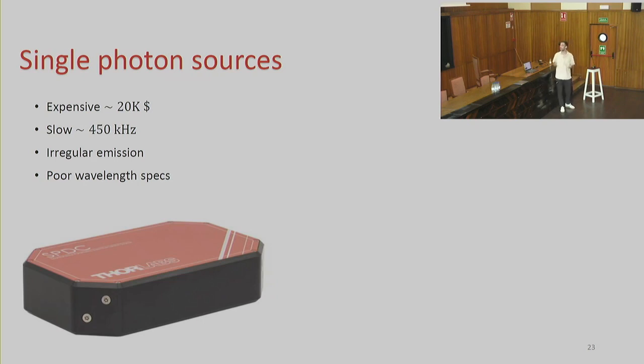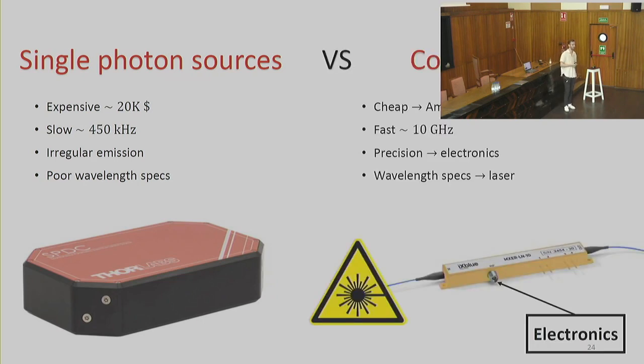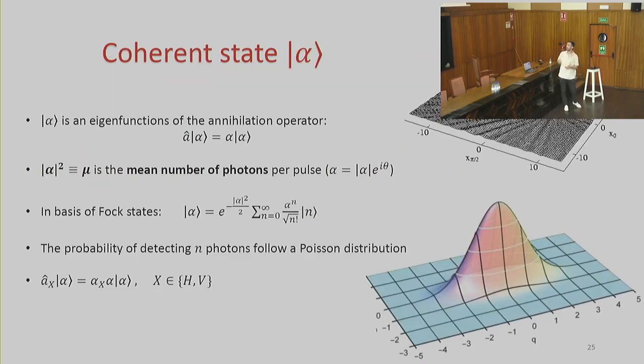slow. So in practice, many people use coherent states that can be achieved using amplitude modulators and attenuators that are cheap, fast, and the temporal precision and the wavelength of your light depend on your electronics and the laser you choose to modulate. These coherent states are mathematically defined as the eigenfunctions of the annihilation operator, and the key parameter here is alpha, the eigenvalue, which defines the mean number of photons per pulse.